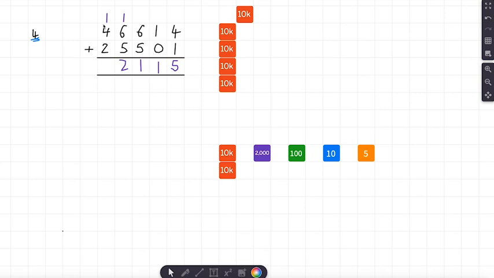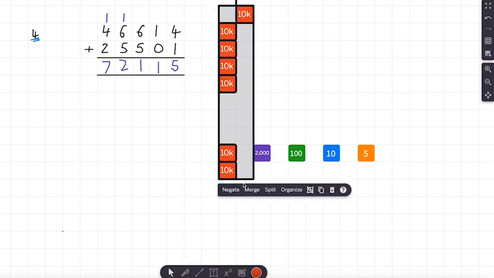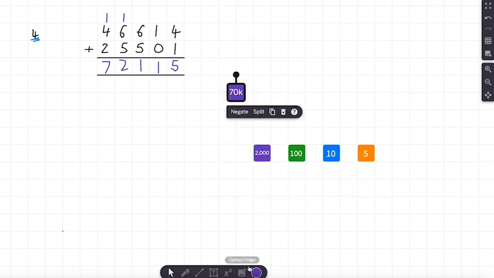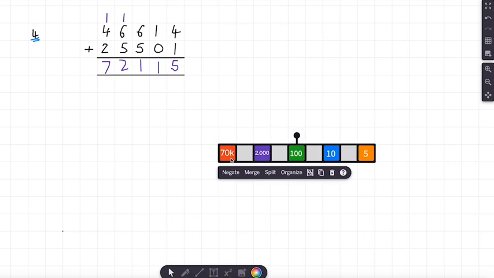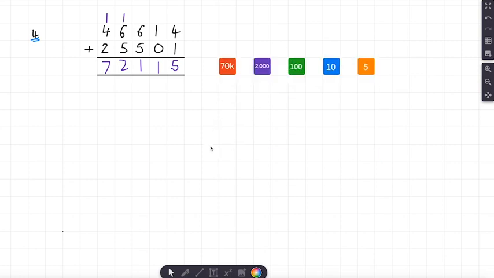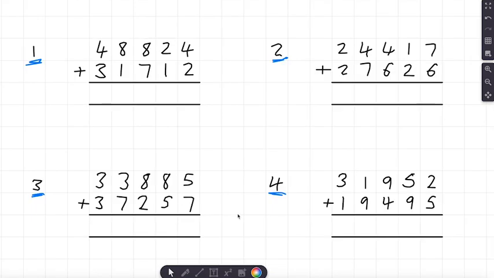So lastly, we have the 10,000s column. We have 1 plus 4 is 5, plus 2 is 7. So we're going to have 7 in this column, which stands for 70,000. And if we look at the blocks here, we have 7 of them all merged together, gives 70,000. So our total is 72,115. Right, now it's time for you to have a go.